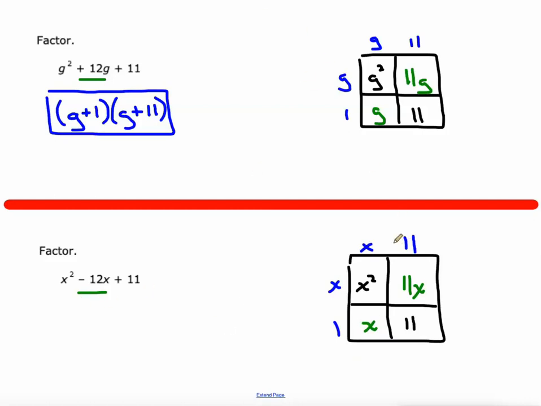So there's one thing we have to change, and that is that these are going to be negative. Negative 11 times negative 1 is still positive 11, but then it changes these areas to negative 11x and negative x, which would then add up to negative 12x. So our factorization ends up being x minus 1 times x minus 11. So positive and negative factors are things we have to think of. Before I move on to the other examples, the basic gist of this is that when the lead coefficient is 1, we are looking for factors of this term that add up to the middle term.